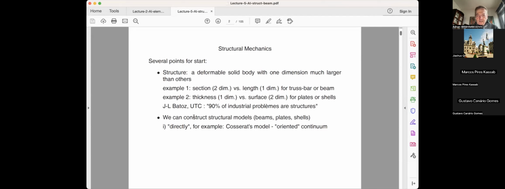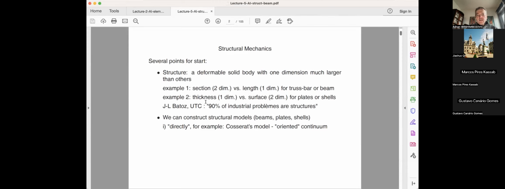When I just got to UTC the first time, I was exposed to what Jean-Louis Batoz was doing. Jean-Louis Batoz was the retired professor at UTC who was at the origin of many of these plate models in France, something called the Kirchhoff model. Many people work on that, but in France it was Jean-Louis Batoz. He was saying in his teaching, in one of these courses that we shared, that 90% of industrial applications are really structures. So it depends on the domain of industry, but certainly car manufacturing, airplanes, and so on.